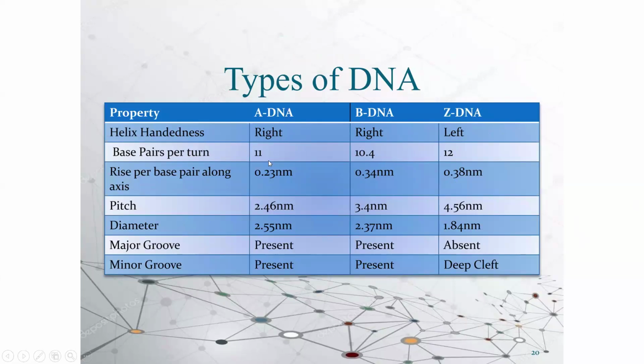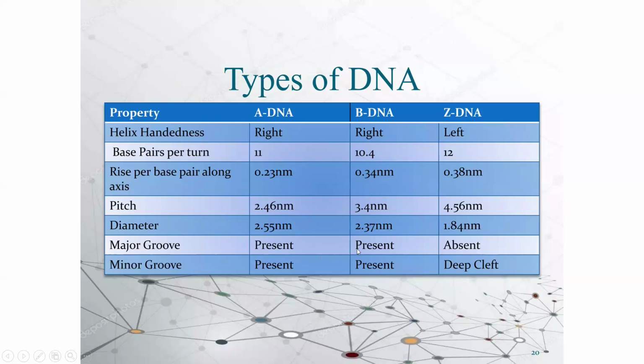Base pairs per turn: 11 in A-DNA, 10.4 in B-DNA and 12 in Z-DNA. Rise per base pair along the long axis is 0.23 nanometers in A-DNA, 0.34 nanometers in B-DNA, and 0.38 in Z-DNA. Pitch is 2.46 nanometers in A-DNA, 3.4 nanometers in B-DNA, and 4.56 nanometers in Z-DNA. Diameter is 2.55 nanometers in A-DNA, 2.37 nanometers in B-DNA, and 1.84 nanometers in Z-DNA.